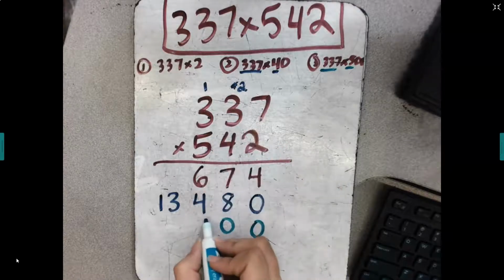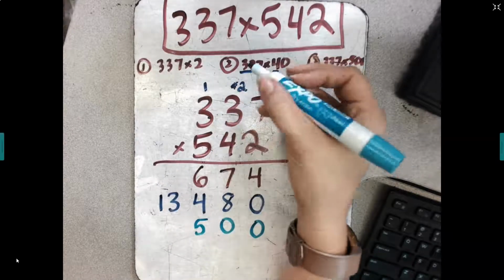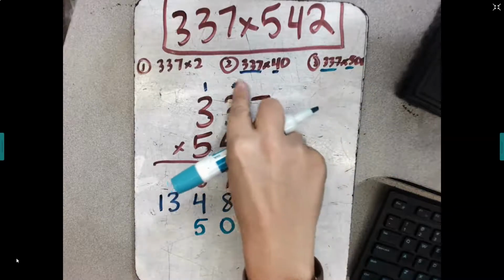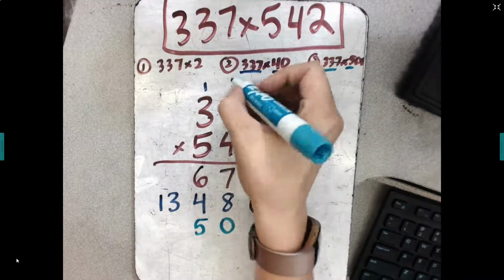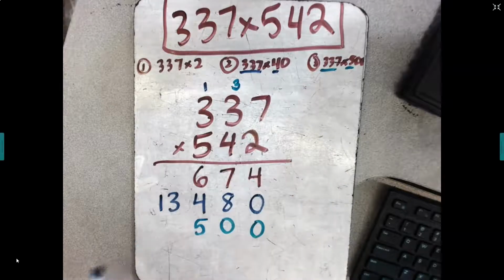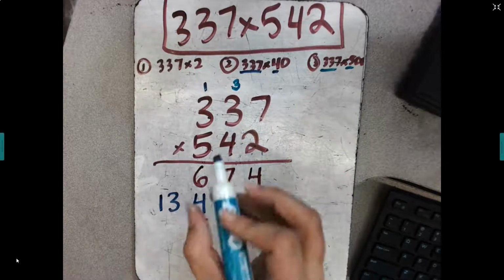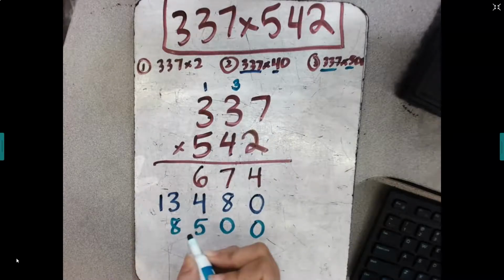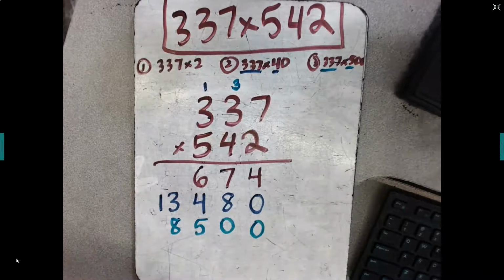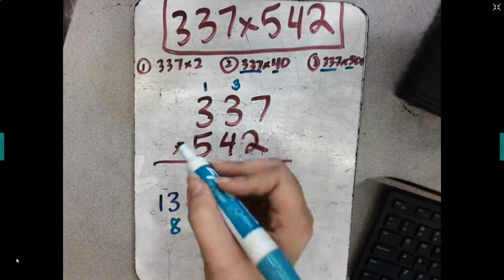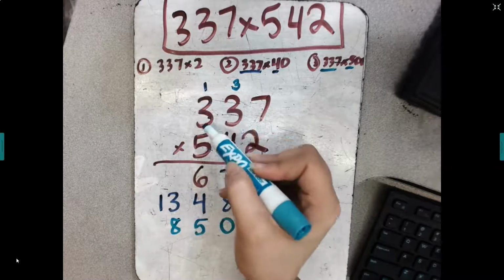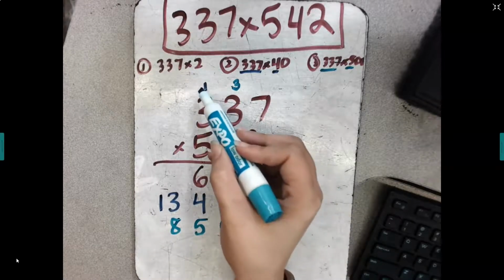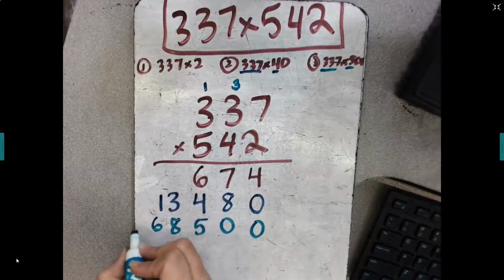5 times 7 is 35. I write my 5, I carry my 3. Same situation here. I'm just going to get rid of these numbers I had already carried and put my 3 there instead. 5 times 3 is 15, plus 3 is 18. I write my 8, I carry my 1. Lucky thing, that's already a 1. I can just leave it there. And last, 5 times 3 is 15, plus 1 is 16.